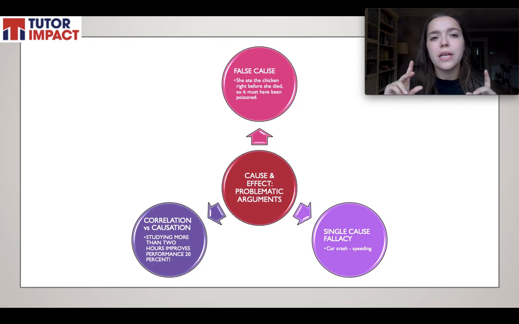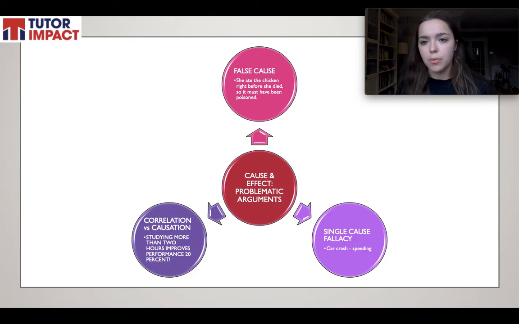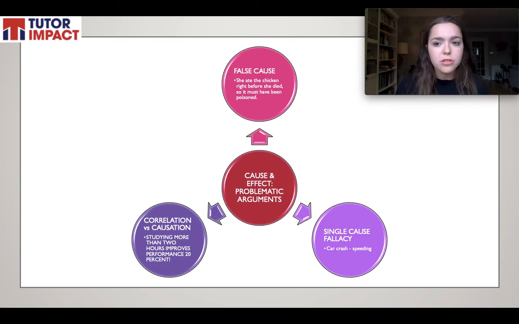Another one which shows how it might actually work a bit more in practice is the one we've got on the board. So she ate the chicken right before she died, so the chicken must have been poisoned. That's not true. We know that just because she had chicken and then she died, it doesn't mean that her eating the chicken must have caused her to die. There could have been so many other things which caused her to die. So we have to look out for these false causation arguments.